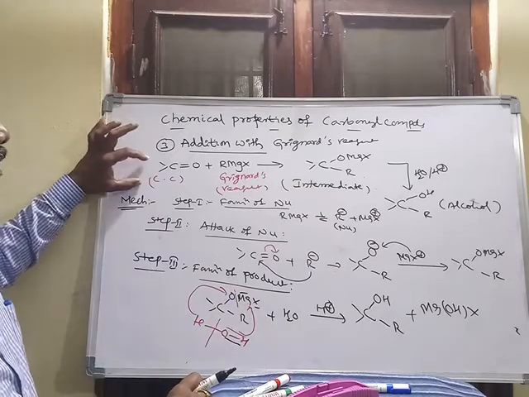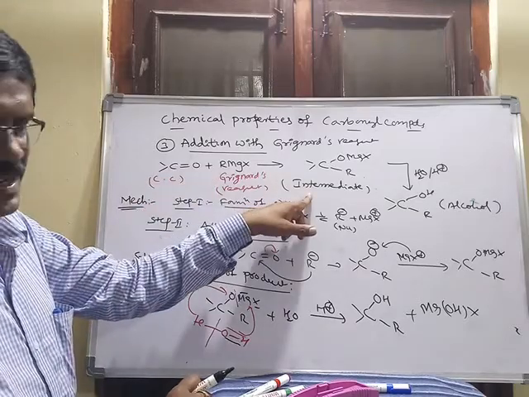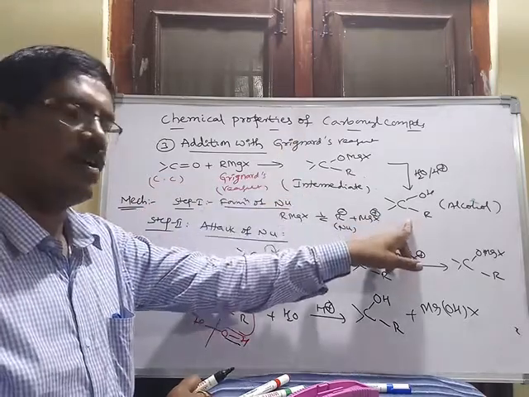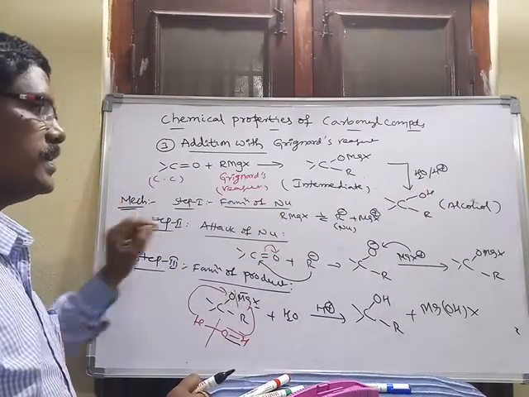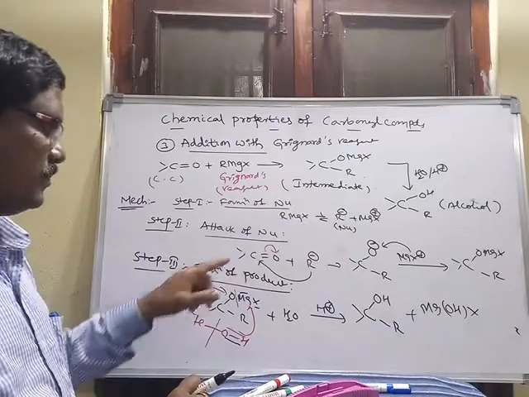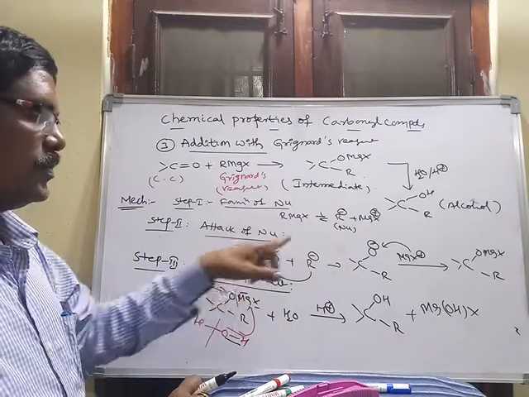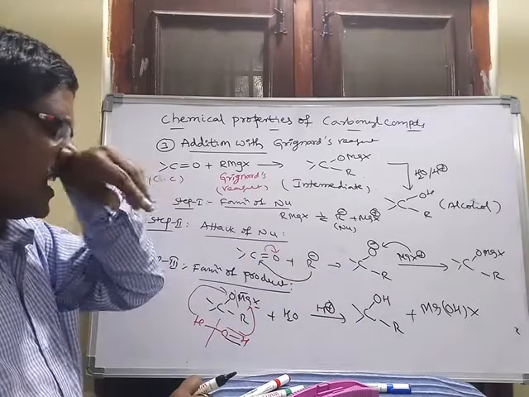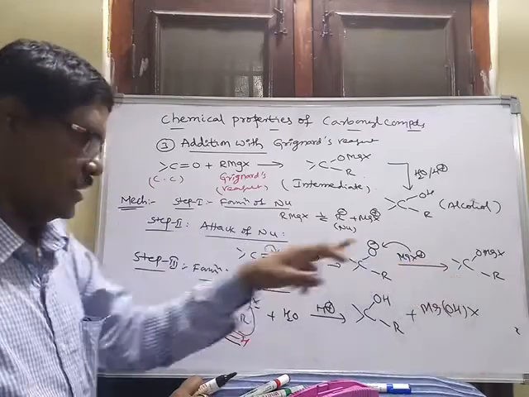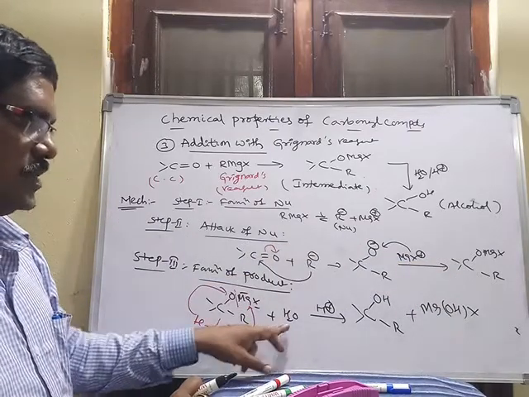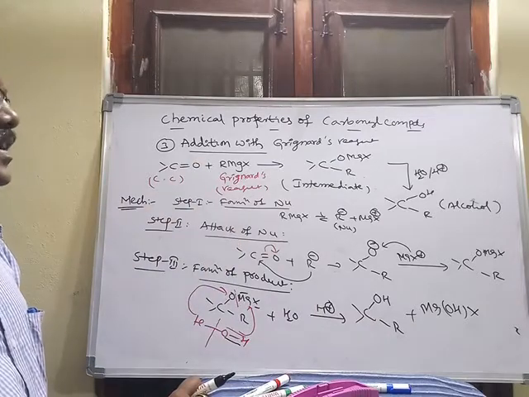That's why the carbonyl compound reacts with Grignard reagent to form an intermediate. This intermediate converts into alcohol by acidic hydrolysis. In this one, the nucleophile is the R minus carbanion. This R minus is added to the carbonyl carbon to form an anion. This anion reacts with MgX plus to form the intermediate. This intermediate on hydrolysis gives alcohol. This is the addition with Grignard reagent.